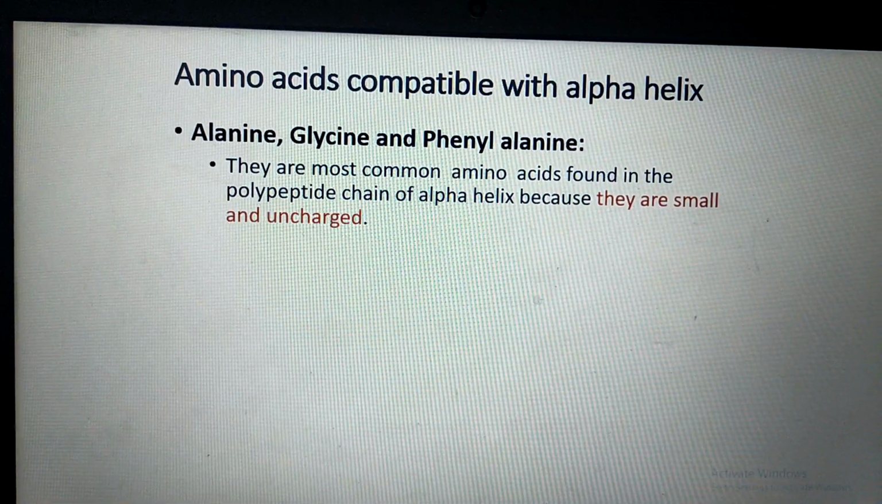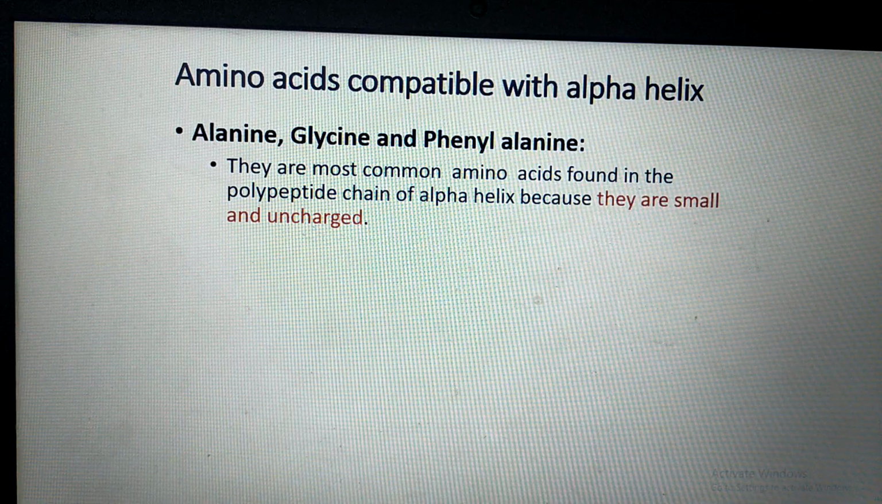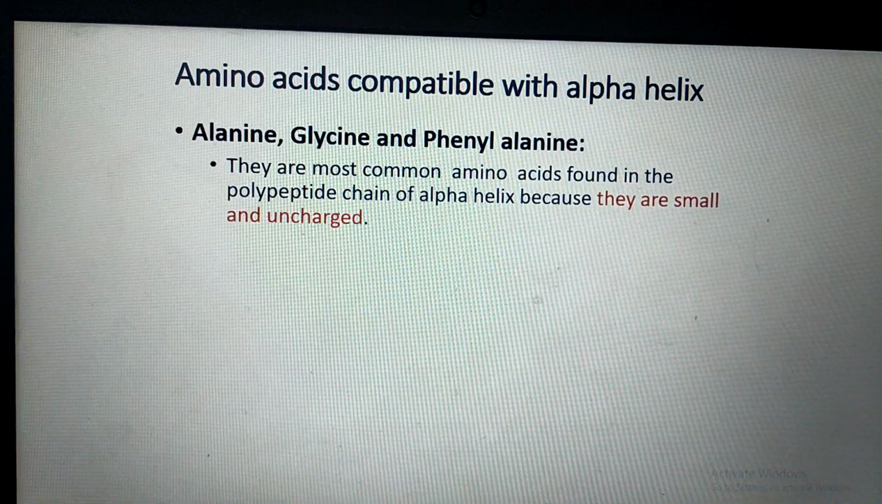Up till now we have studied the non-compatible amino acids. Now we will study examples of the amino acids which are compatible with alpha helical structure, and these are alanine, glycine and phenylalanine. They are the most common amino acids found in the polypeptide chain of alpha helix because they are small and uncharged. Hence they can easily be accommodated in an alpha helical structure without disturbing the structure. So these amino acids are found in large number in alpha helical structure of proteins.